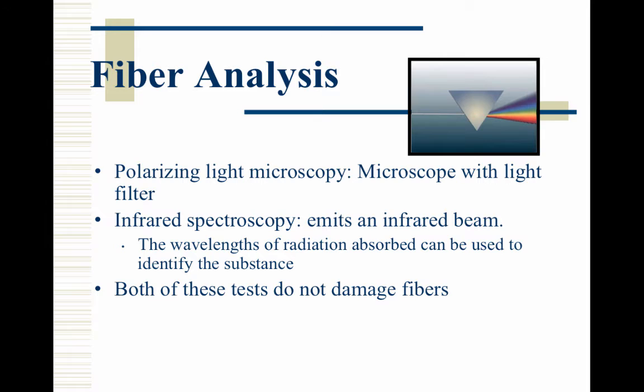Two tests that do not damage fibers are polarizing light microscopy and infrared spectroscopy. Polarizing light microscopy uses a microscope that has a special filter that allows the examiner to look at the fiber using specific light wavelengths. Infrared spectroscopy emits a beam that bounces off of the fiber and returns to the instrument. The way the beam of light changes reveals the chemical structure of the fiber. So these are two tests that you can do that are not going to damage the fiber.